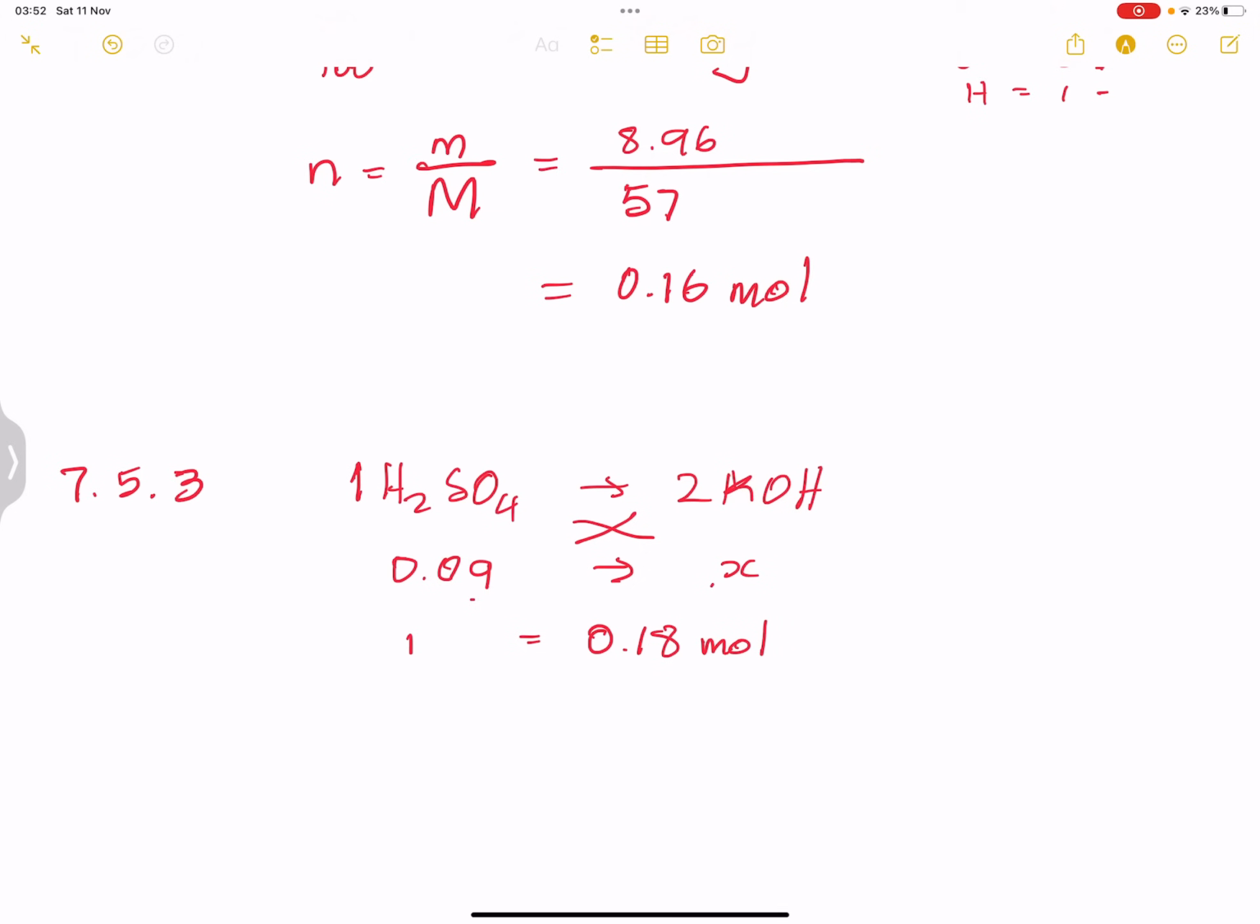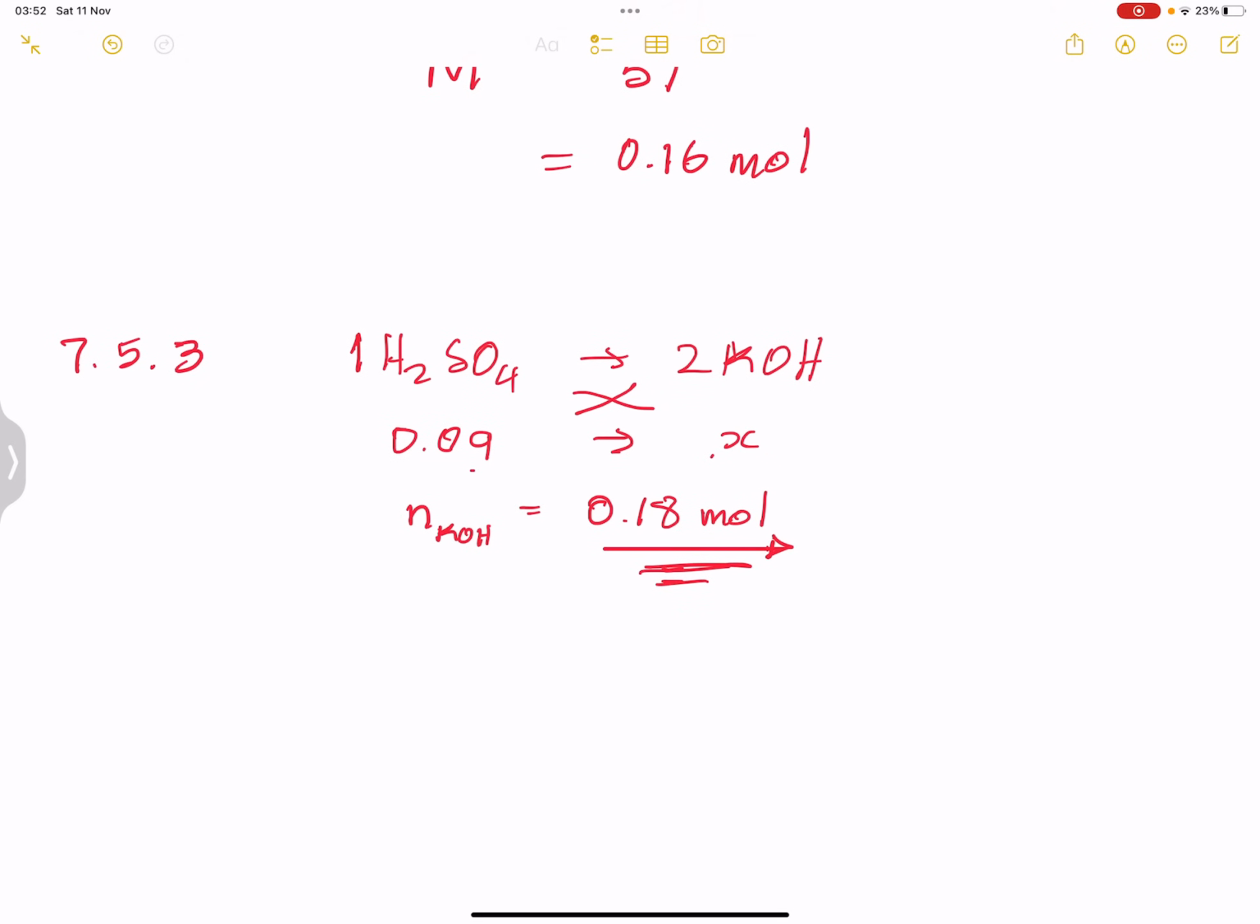Now, what does this mean? Remember, x represents the number of moles of potassium hydroxide that you are going to need if you have to finish up all of the acid. The number of moles of potassium hydroxide did not reach this number. So what does that mean? It means we will not be able to use up all of the sulfuric acid. So it means there will be sulfuric acid in excess.